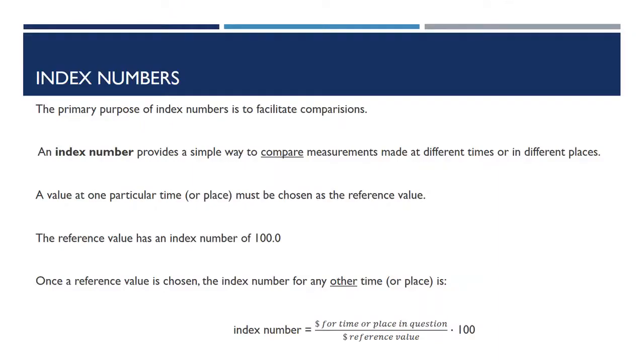So the primary purpose of index numbers is to facilitate comparisons, basically to make it easier to compare one thing to another thing. Okay? This is the definition of an index number: an index number provides a simple way to compare measurements made at different times or in different places.